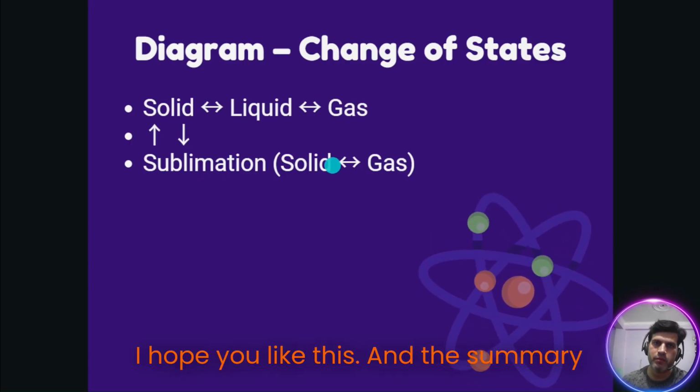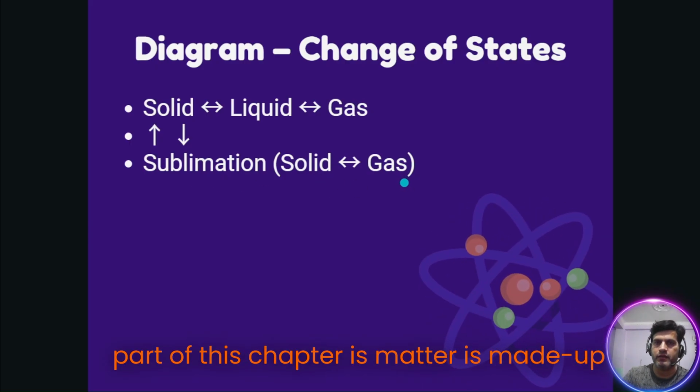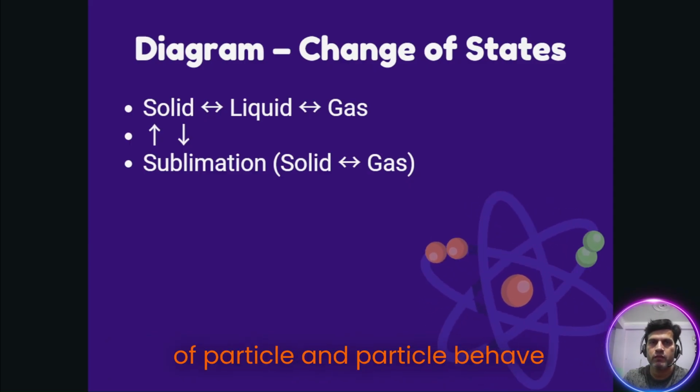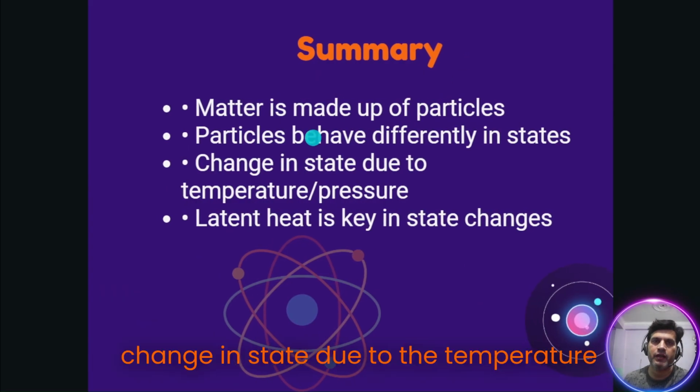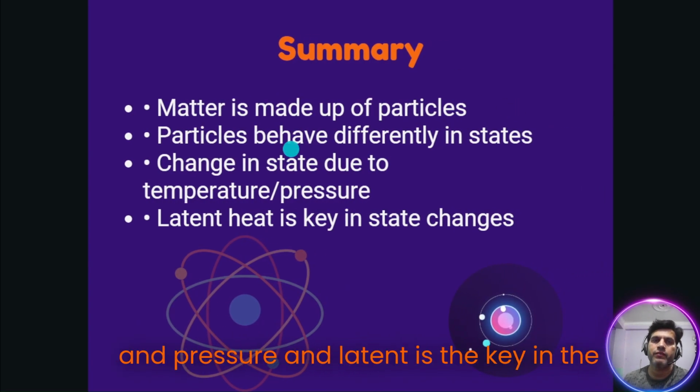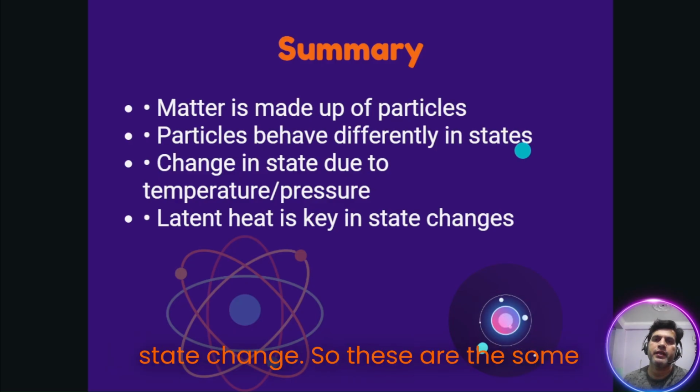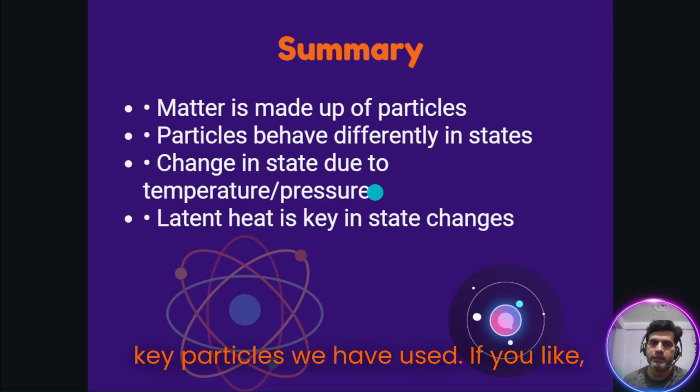I hope you liked this. And the summary of this chapter is: matter is made up of particles, and particles behave differently in different states. Change in state is due to temperature and pressure, and latent heat is the key in the state change. So these are some key points we have covered.